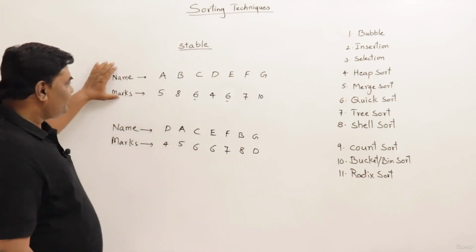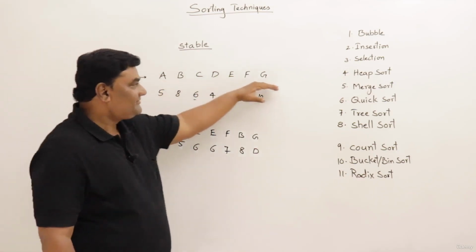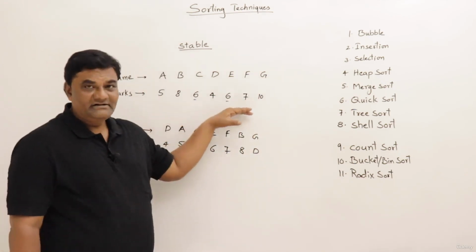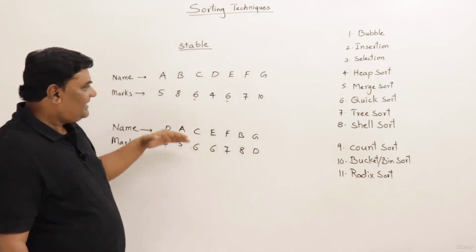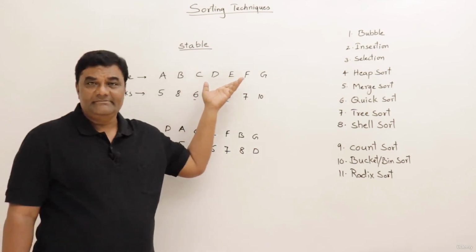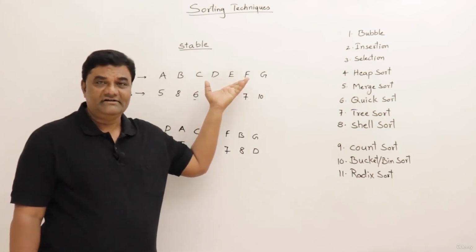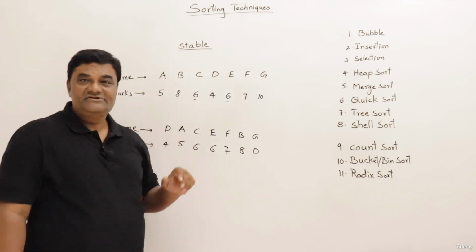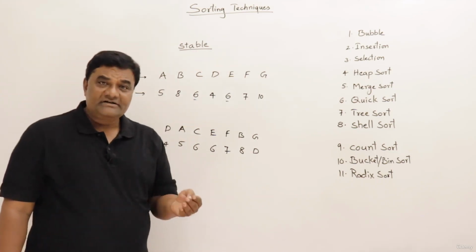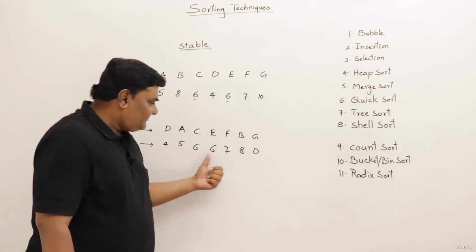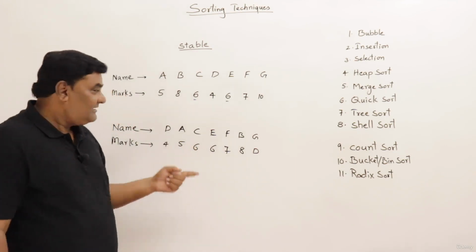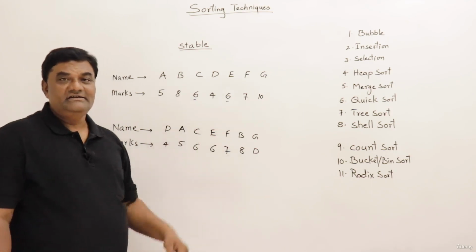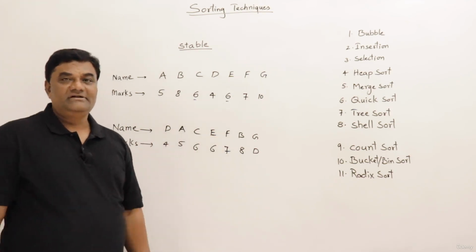See, already this list was sorted based on names. Now I am sorting them based on marks. If I sort them based on marks, it will no longer be sorted by names. See, the names are different, D, A, so they have changed their order. But if there are duplicate marks, then at least their names must be in sorted order. First C, then E. This is the requirement.